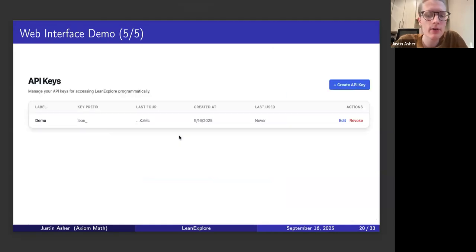And then I also have on the website an API key system. So the API works in the way that if you want to run LeanExplore locally, or if you want to integrate it with the Model Context Protocol for AI agents, you can go online, grab an API key. You don't have to download the database yourself, and you can just export that locally on your local machine, and you can use the search engine that way.